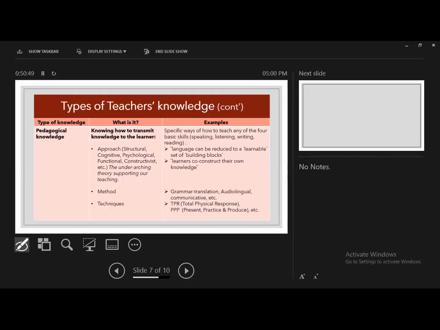So teaching approaches, right, all this pedagogical knowledge, involves the specific ways of teaching any of the four basic skills like speaking, listening, writing, reading, and sub-skills like vocabulary, for example, right? Or ESP, English for specific purposes. For example, think of, por ejemplo, los estudiantes de medicina, right? Students in the medicine school.